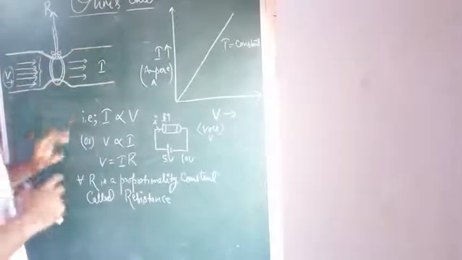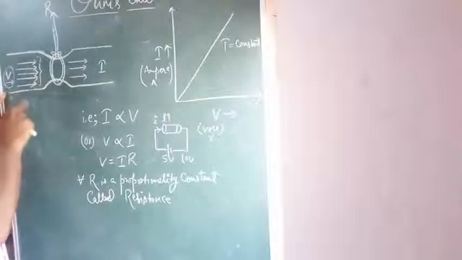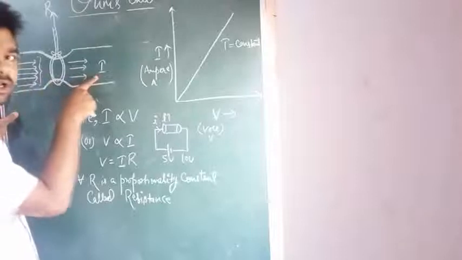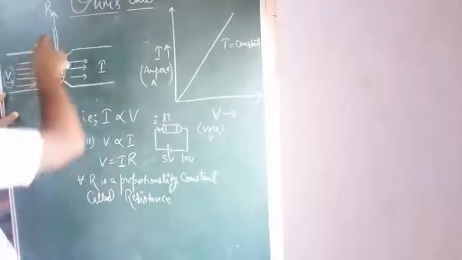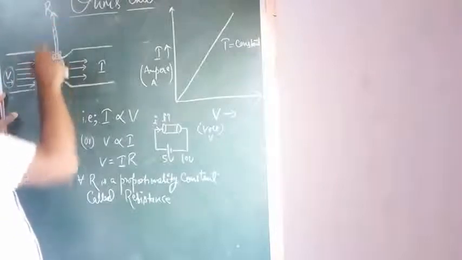So what will happen as we increase this value V, this potential? The I will increase, but there should be an effect of this R also. If we increase this R, what will happen?